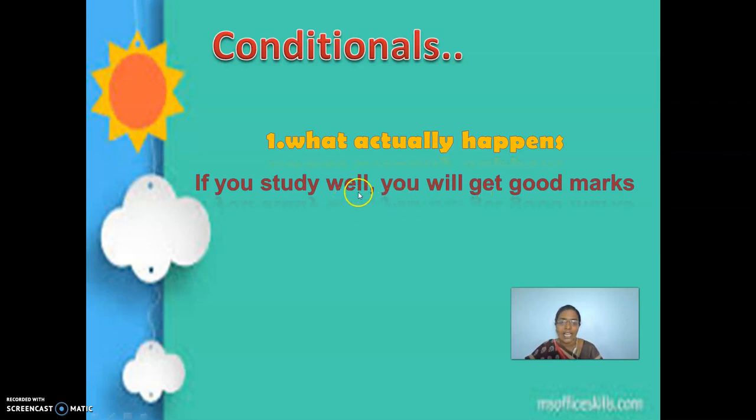Read out the sentence. If you study well, you will get good marks. This is in future tense. If you are going to study well, what will actually happen? You will get good marks. This is called a positive statement. It is called a positive statement or not? Yes, it is called a positive statement. Is there any negative word in the sentence? Is there any negative word like not, never, ever? No. So this is a positive kind of statement.